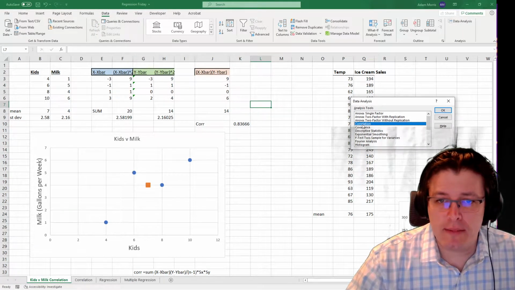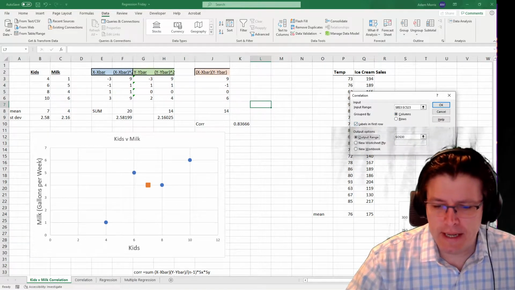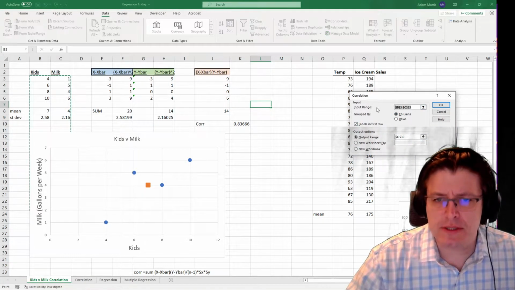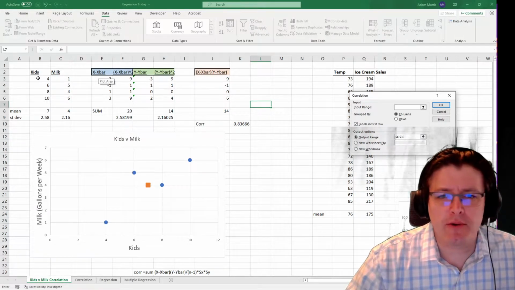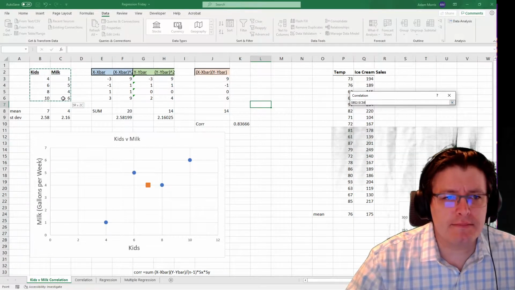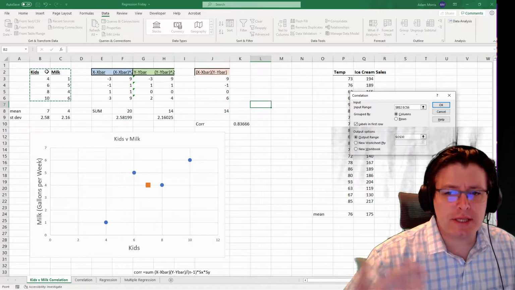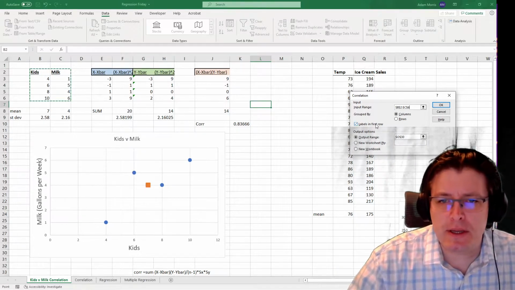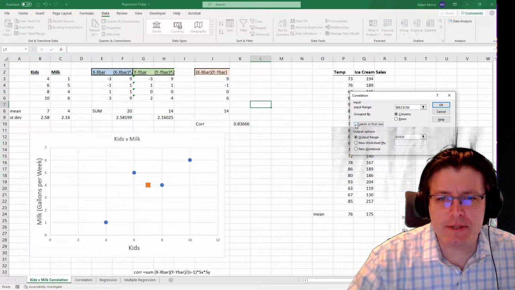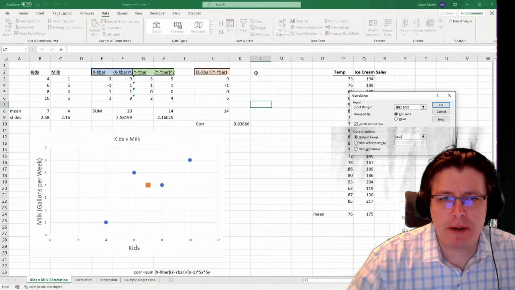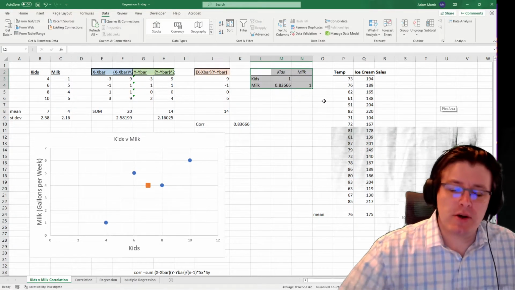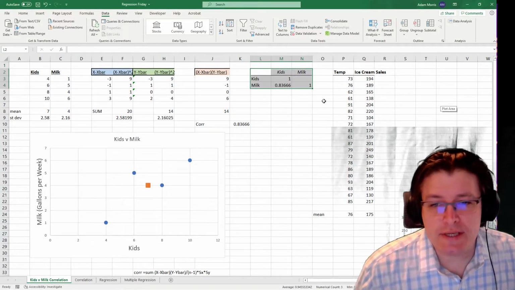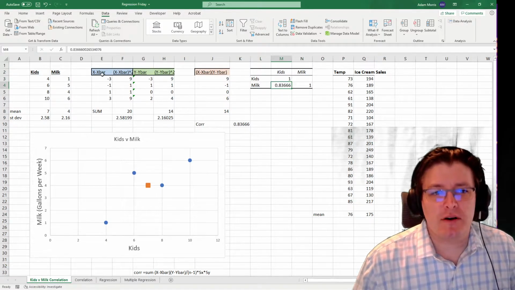Okay, so I'm going to grab correlation here. I might have it still plugged in, but this is okay. So I'm going to grab the data. I'm going to select kids in milk here. Make sure I have labels in the first row clicked, and I'm going to put that up here. Okay, so a couple clicks, we get the 0.8366 without having to do all this gross work.